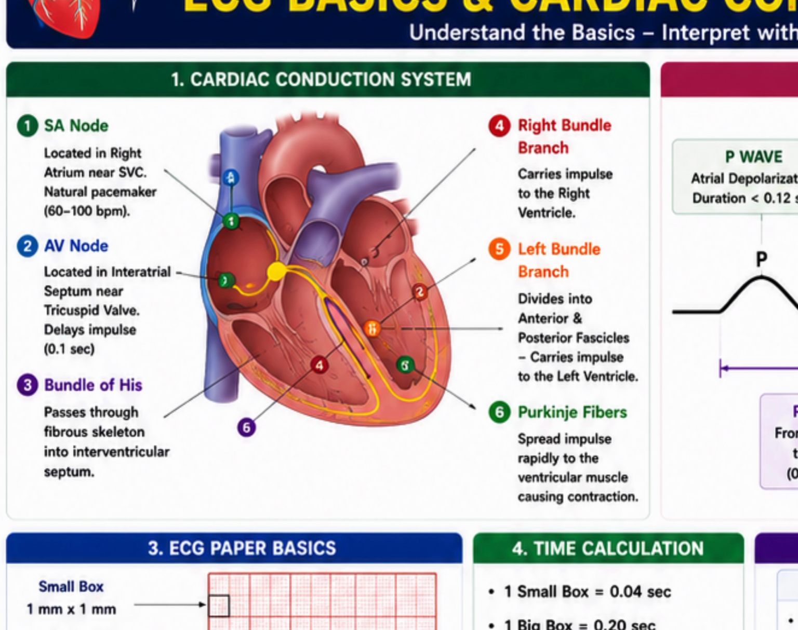By the end of this lecture, you will understand the cardiac conduction system, ECG paper, P wave, PR interval, QRS complex, ST segment, T wave, ECG leads, and a systematic approach to the ECG. So now let's start with ECG.